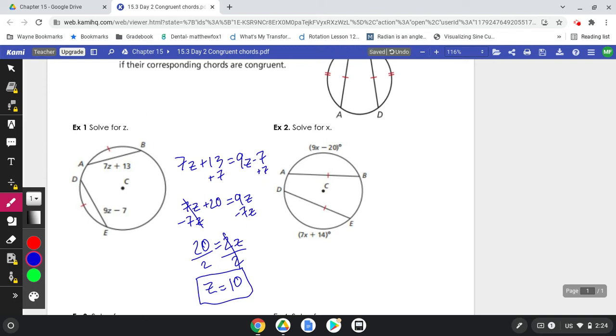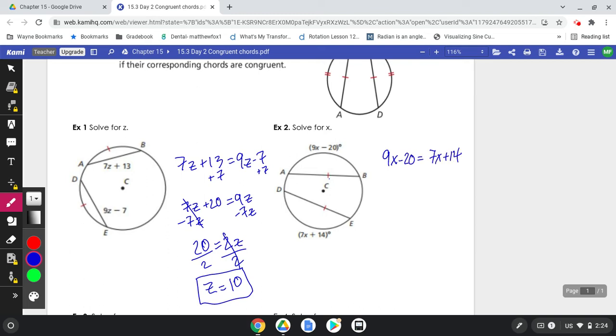Now, example 2, it'll be kind of the same situation, but vice versa. This time, we are told that chord AB and chord DE are congruent. If that is the case, we know arc AB and arc DE are congruent. So, once again, 9x minus 20, we can set equal to 7x plus 14.